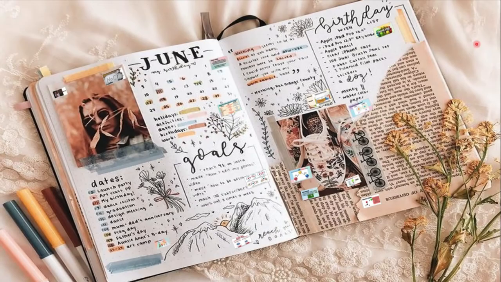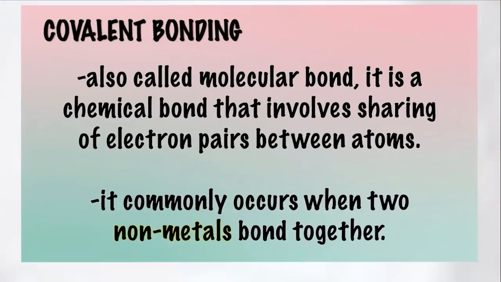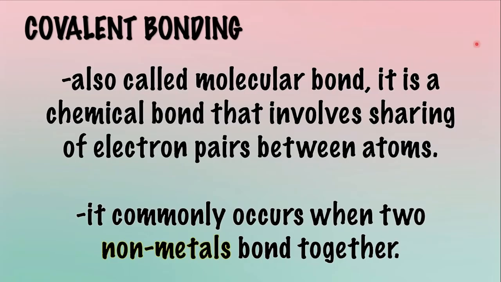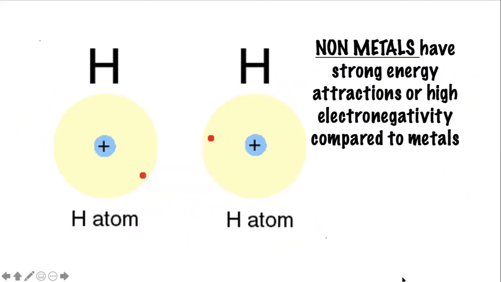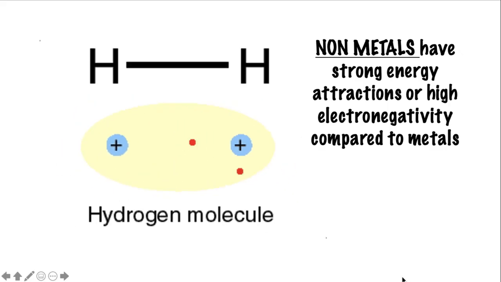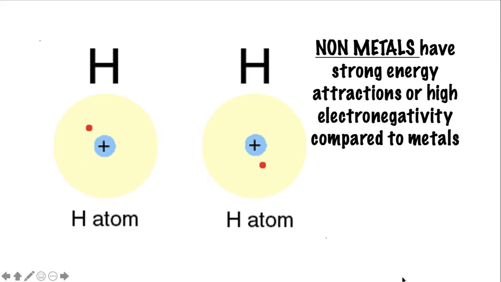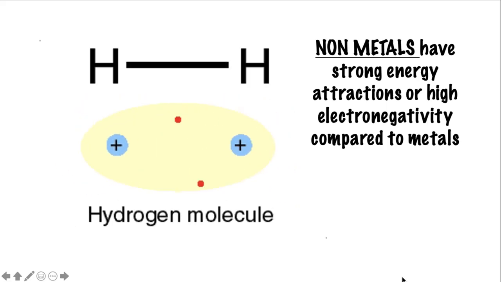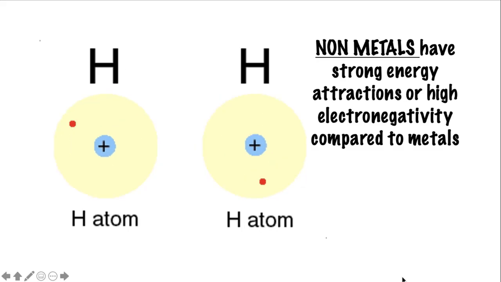Next type of chemical bonding that we are going to have is covalent bonding. Covalent bonding is also called molecular bond. It is a chemical bond that involves sharing of electron pairs between atoms. It commonly occurs when two nonmetals bond together. Nonmetals have strong energy attractions or high electronegativity compared to metals, just like hydrogen. They do not need to give electrons to be stable.